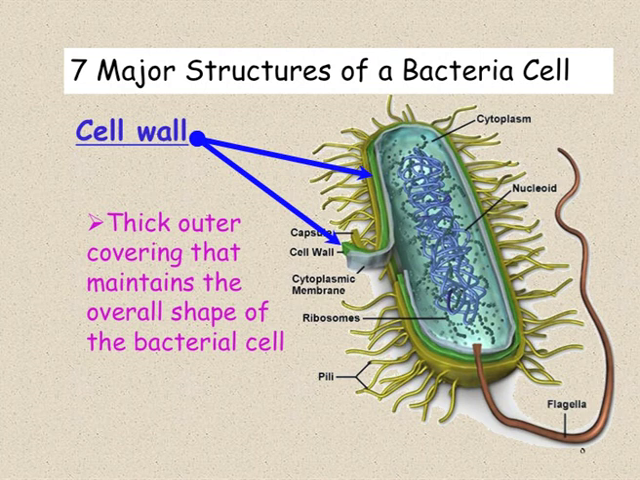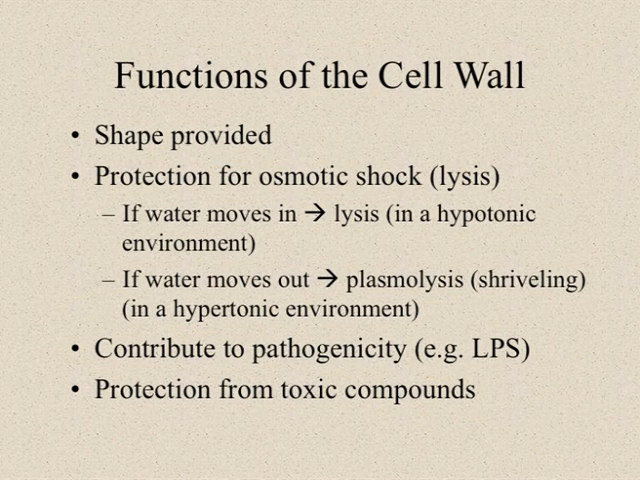When you discuss the cell wall, it is very typical for the bacterial cell, because the structure and rigidity of a particular bacterial cell depends upon the composition of the cell wall. The cell wall of bacterial cells is categorized into two types based on the invention of the staining technique by Christian Gram. So the bacterial cell wall is categorized into two types: gram positive and gram negative. The outer covering that maintains the overall shape of the bacterial cell is the cell wall. Its functions are that it provides shape, protects the bacteria from osmotic shock, contributes to pathogenicity, and also protects from toxic compounds.